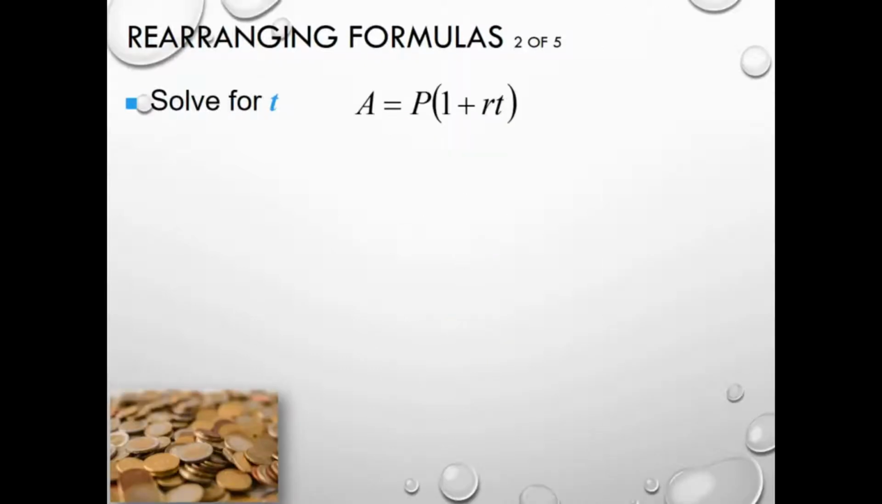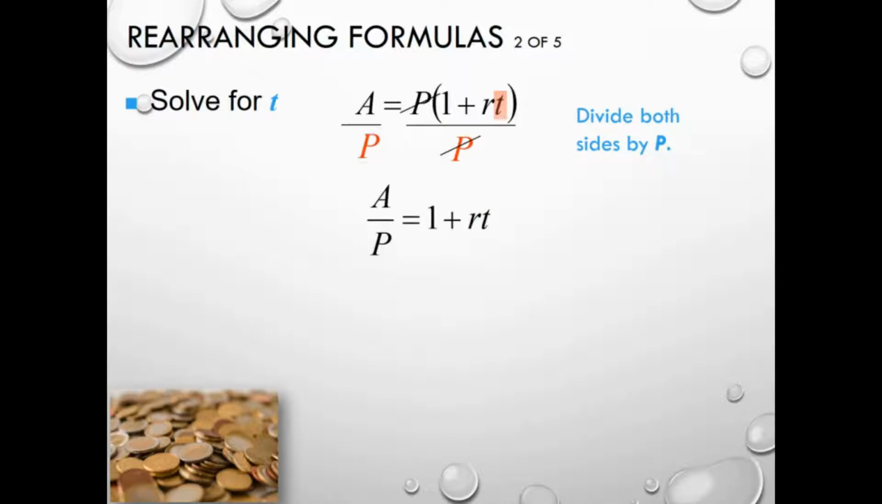Here we have a formula from the business world. This is an interest formula. And to solve this, we're looking to get the variable t by itself. To do that, we're going to peel away the layers, and the first thing will be to divide both sides by p. That will leave us with the quantity in the parentheses. Next, to get t by itself, we need to eliminate the 1, so we'll subtract 1 from both sides.